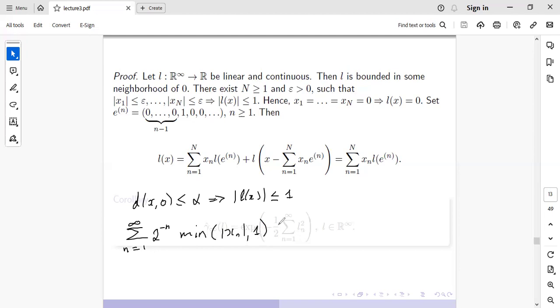And if we split it into two parts, from 1 to some large n, and from n plus 1 to infinity, in the second sum, I estimate the minimum by 1. Then if we choose n large enough, this can be made as small as needed. And then we can choose x1 to xn again small enough to make this expression less than alpha. This means that there exist some large n and epsilon such that if x1,...,xn are less than epsilon, then the functional L of x will be less or equal to 1.